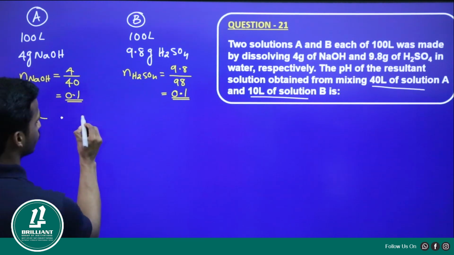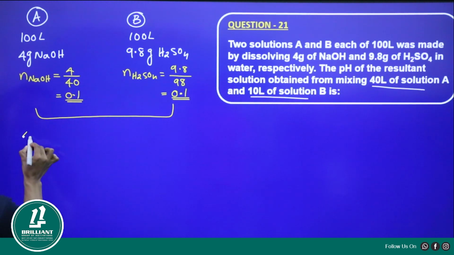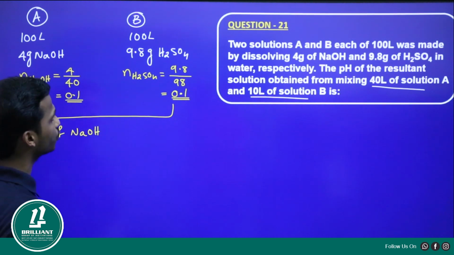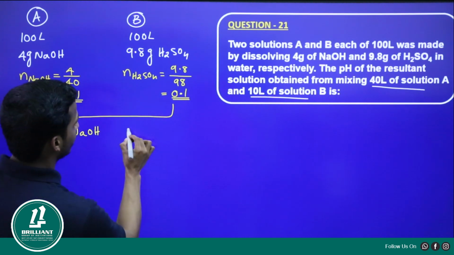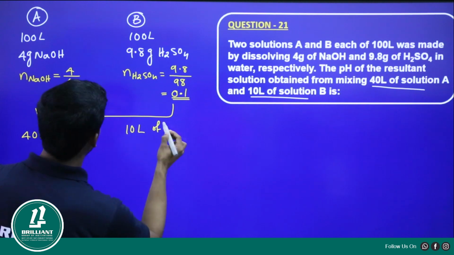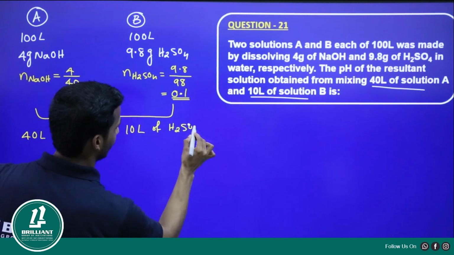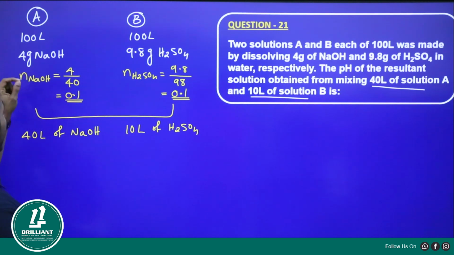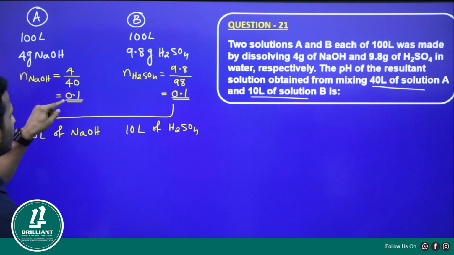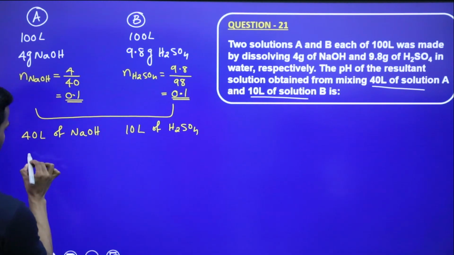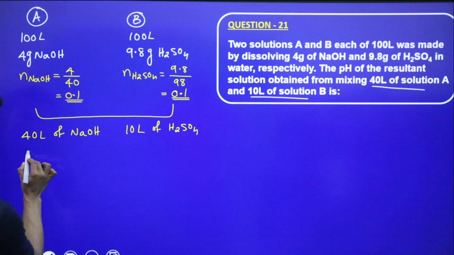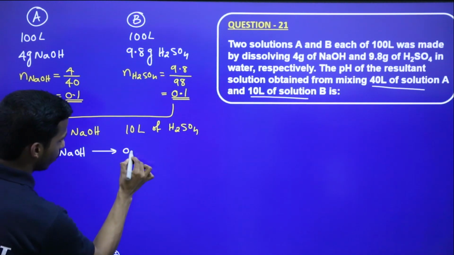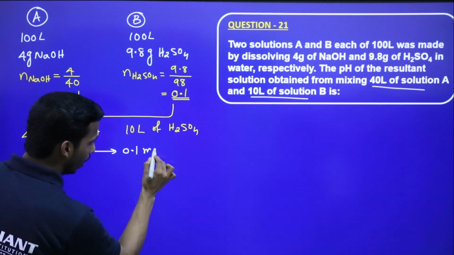Okay, let us take here, student. From this one, let me take 40 liter of NaOH, and how much from B? 10 liter. 10 liter of solution B means the sulfuric acid solution. Fine. 40 liter NaOH. All of you listen. In 100 liter NaOH solution, the number of moles is 0.1, right? So the point here is it is 100 liter of NaOH. The number of moles we got is 0.1 mole.